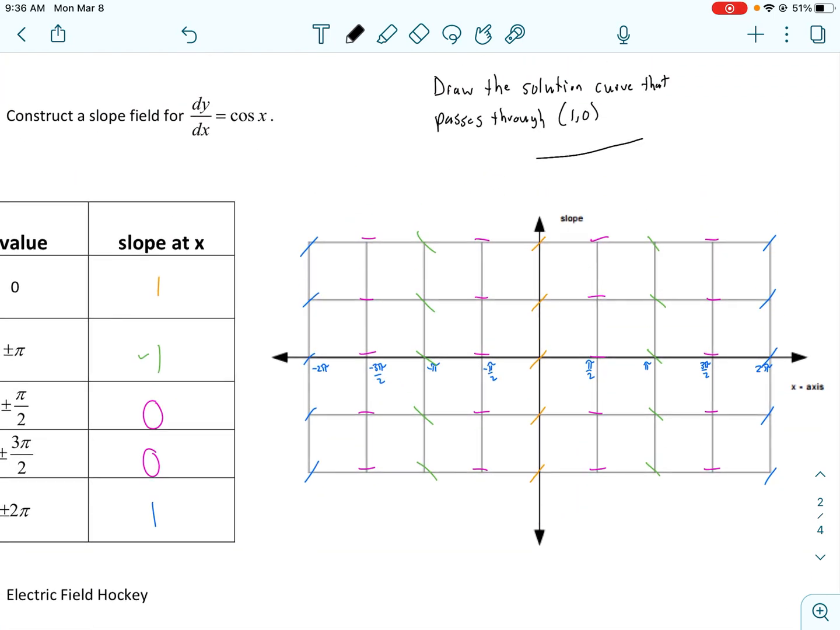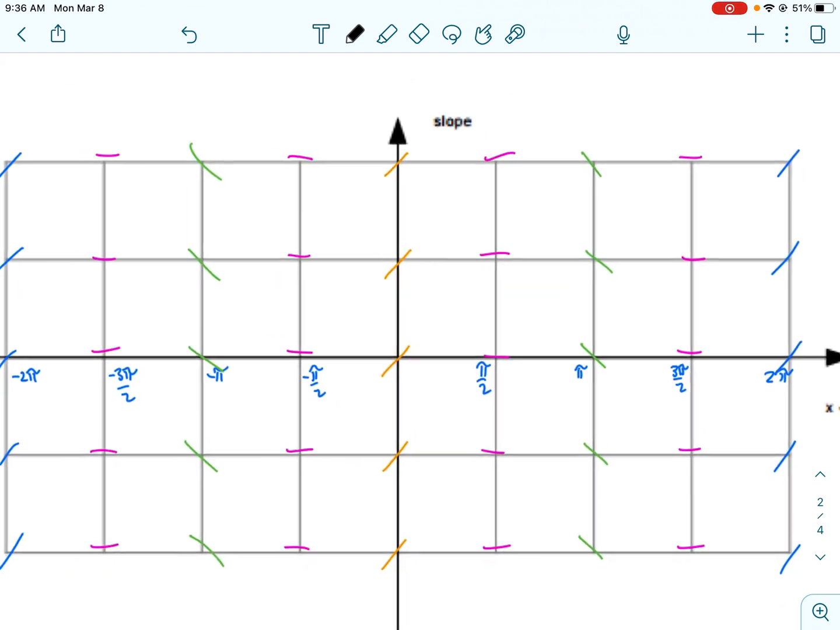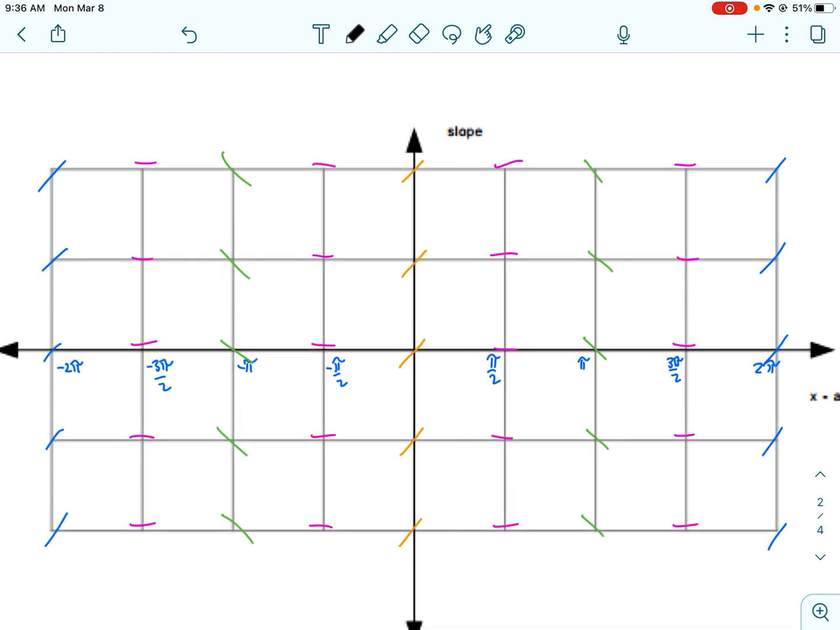Beautiful. But then sometimes there's this part where it says draw the solution curve that passes through, and then they'll just give you some random point. I've chosen 1, 0. So again, you don't always do what I'm about to do. You only do it when the question asks you to draw a solution curve. So here's the point 1, 0.